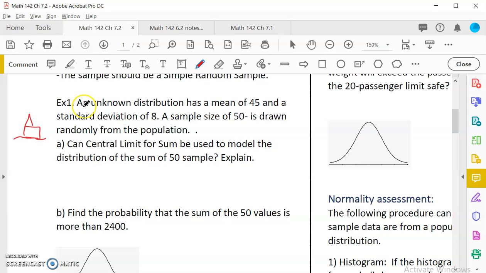A quick example would be like this. An unknown distribution has a mean of 45 and a standard deviation of 8. A sample size of 50 is drawn randomly from the population. So 50 is really large, so of course we can use the central limit theorem for sum. Can we use it? Yes, because n equal to 50 is greater than 30. So the CLT for sum applies.